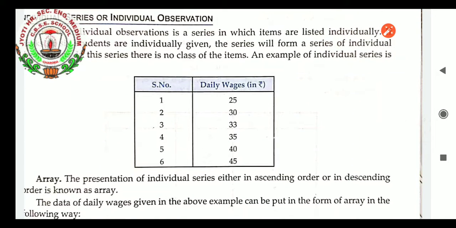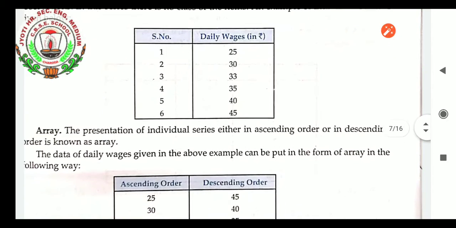An example of individual series is given below. Serial number, daily wages in rupees. You can see serial numbers 1, 2, 3 and the daily wages. Only daily wages is there. Serial number is not related, because from the serial number we cannot connect to the daily wages. So this series is known as individual series. Only the wage is given before us.